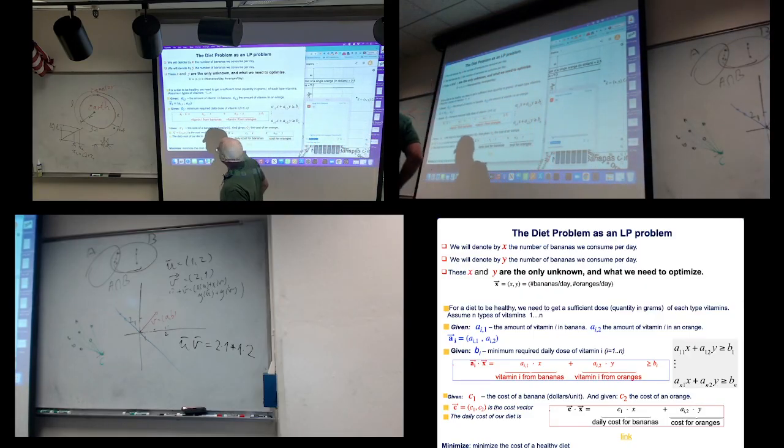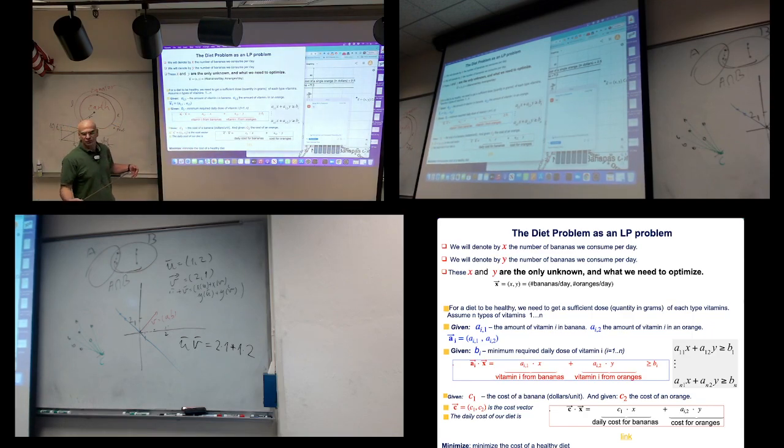Now, oranges and bananas cost something, and I'll try to minimize the cost that I'm going to pay. But I also care for my health, and there are lots of types of vitamins, N types of vitamins, that I consider: vitamin 1, 2, 3, 4, all the way up to N. X and Y are the only unknowns. This is what we have to solve in the linear programming problem.